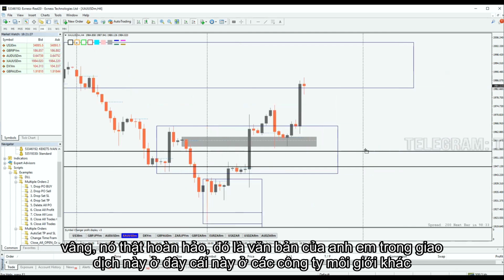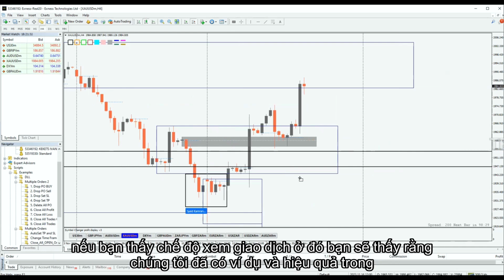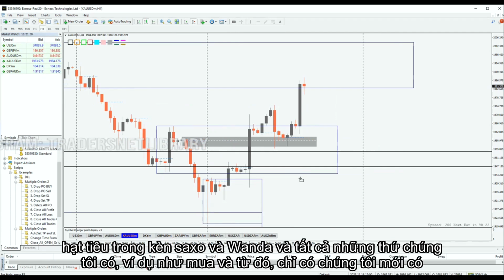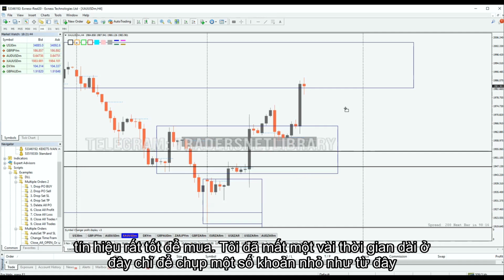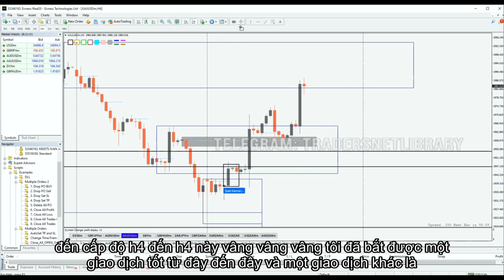In this price action here, in other brokers, if you see the TradingView thing, there you will see that we already had an EG and EF in Pepperstone, in Saxo, in Oanda, and all those. We had an EG buy and EF. From there only we got a very good signal for buys. I took few longs here just for some small capturing, like from here to this H4 to H4 level.